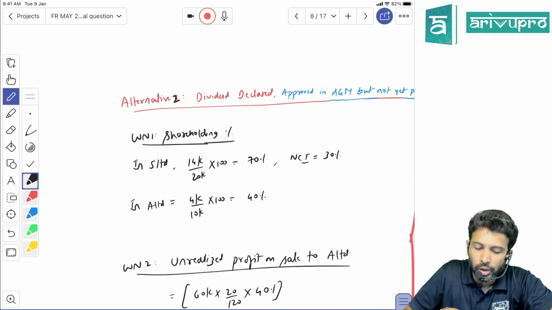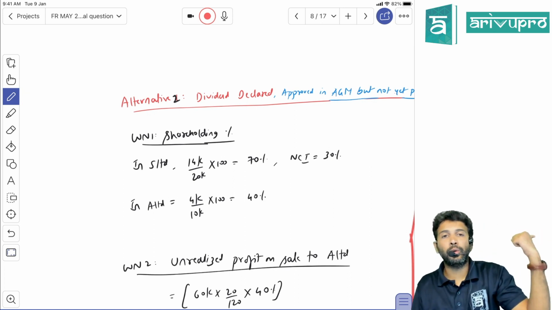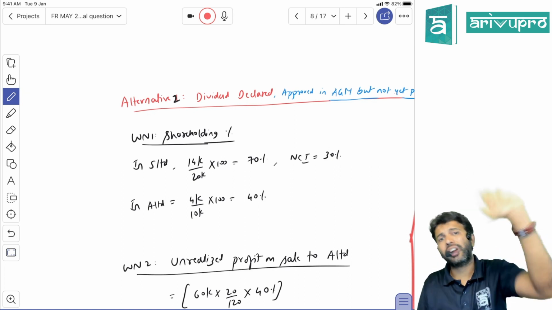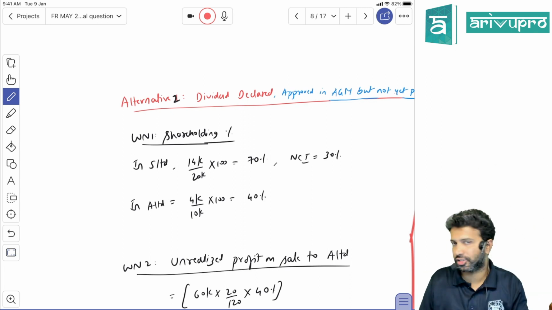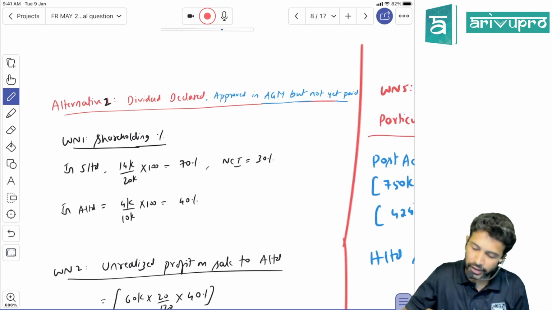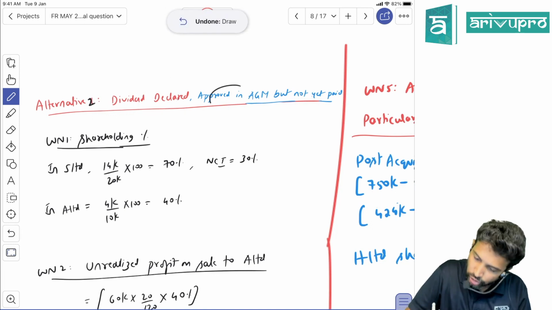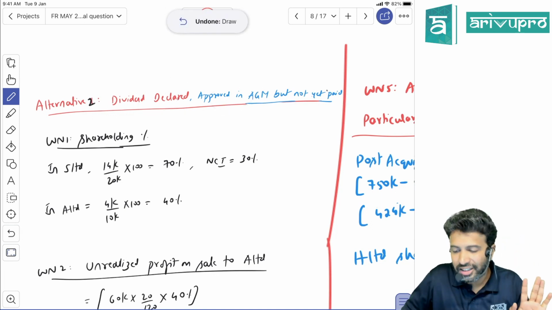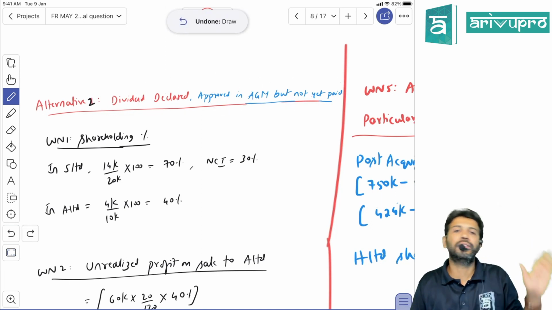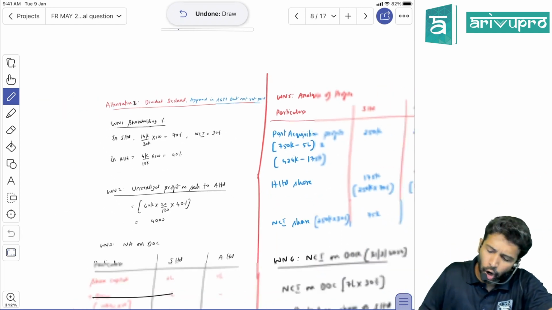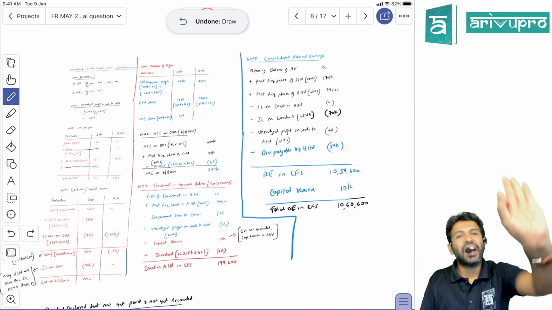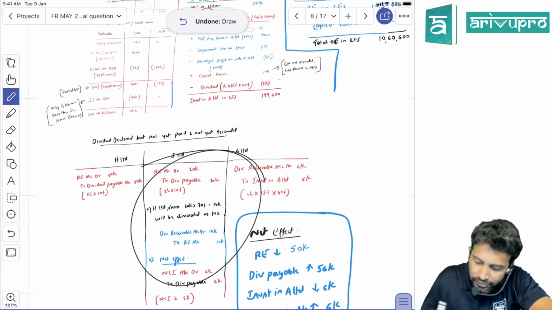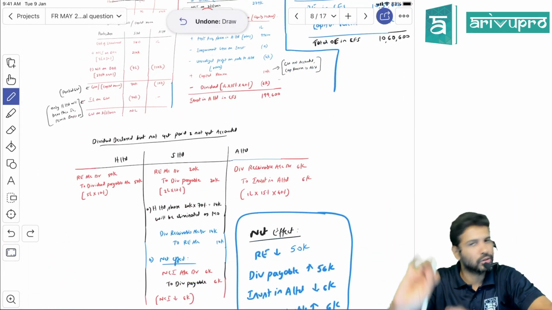Alternate number 2, where in the first assumption, what did we do? Dividend was declared but not yet approved by the shareholders in AGM. We made that assumption. Here we're making another assumption where dividend is declared by the board of directors. It has got approved in AGM also, but dividend is not yet paid, meaning it is outstanding. If this is the assumption, what do you have to do? So all the working notes now, in fact, all this I've just copy pasted. I'll show you one final impact. That final impact, you have to give in 2 or 3 working notes and it is done.